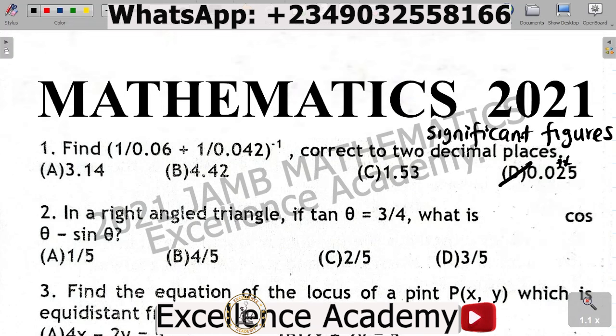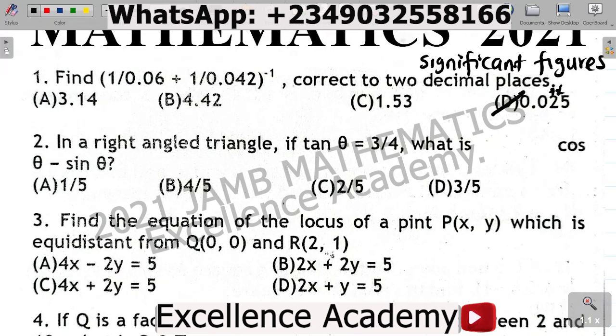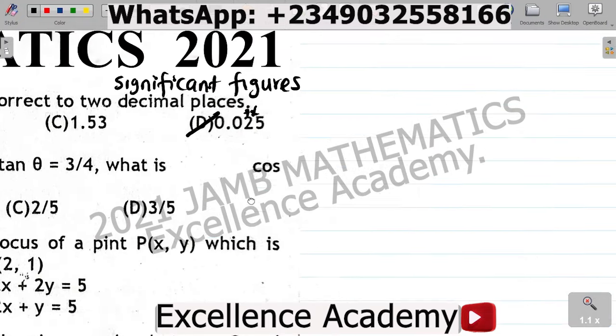All right, so let's look at the next one there. Question number 2. Question 2 says, in a right angle triangle, if tan theta is equal to 3 over 4, what is cos theta minus sin theta? So let's solve question 2.